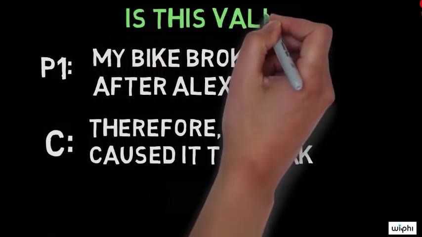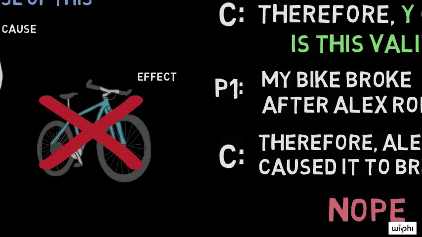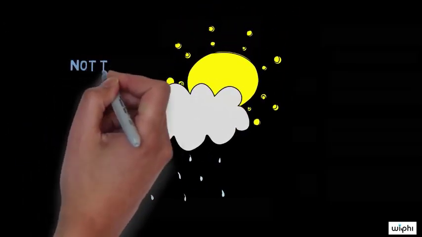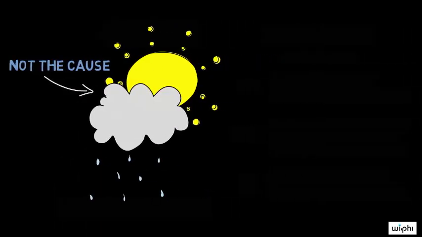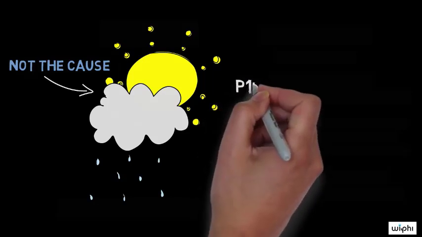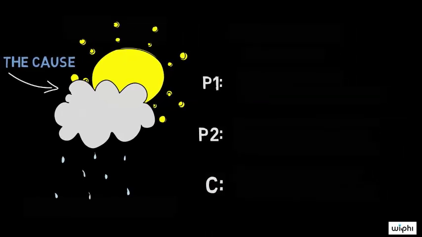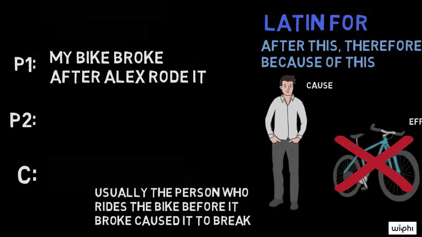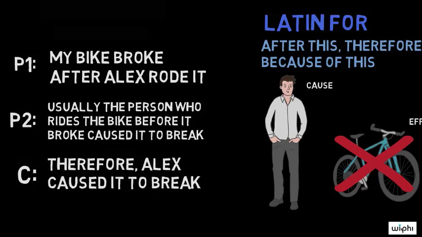So, is this a valid argument? What do you think? As it is now, the argument is invalid. Here's a counterexample. The sun sometimes comes out after it rains, but that doesn't mean that the rain caused the sun to come out. But let's be more charitable to my invalid argument. Maybe we can add a few premises, implicit ones, to make it valid and to make it seem more reasonable. Let's try this. Premise 1. My bike broke after Alex rode it. Premise 2. Usually the person who rides the bike before it broke caused it to break. Conclusion. Therefore, Alex caused it to break.